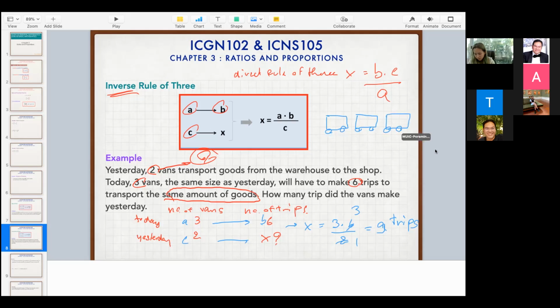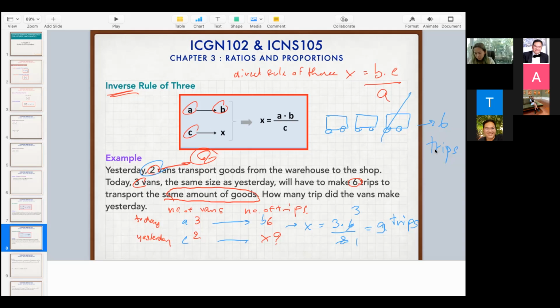If you have 3 vans, we use 6 trips to carry the stuff, right? Okay. Yesterday we had 2 vans. You cut 1 van out. Do you think that the number of trips will be more or less than today's number of trips? You have less car. I mean, you have less space in order to carry the same amount of products.